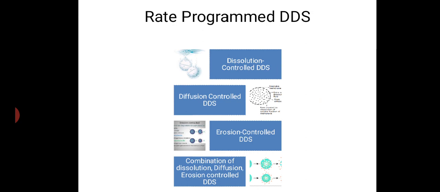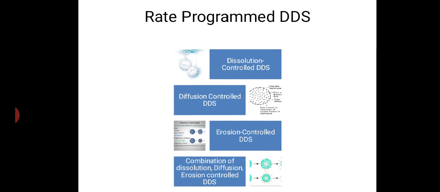The first one is the dissolution controlled drug delivery system. Here, controlling the dissolution is the mechanism. Dissolution is the movement or transfer of the solute material into the solvent system. A mass transfer of solute into the solvent system, this we call dissolution. So once there is dissolution, more amount of drug will reach the GI fluid.